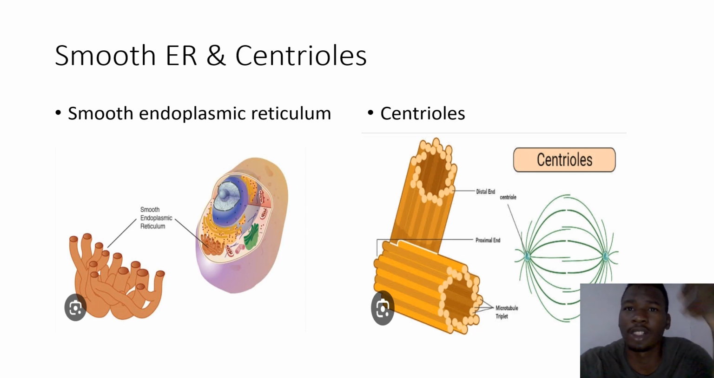Moving on to the centrioles, these are cylindrical structures in an animal cell near the nucleus. They play a significant role in cell division as they form spindle fibers for cytokinesis to further mitosis. I guess that was understandable.